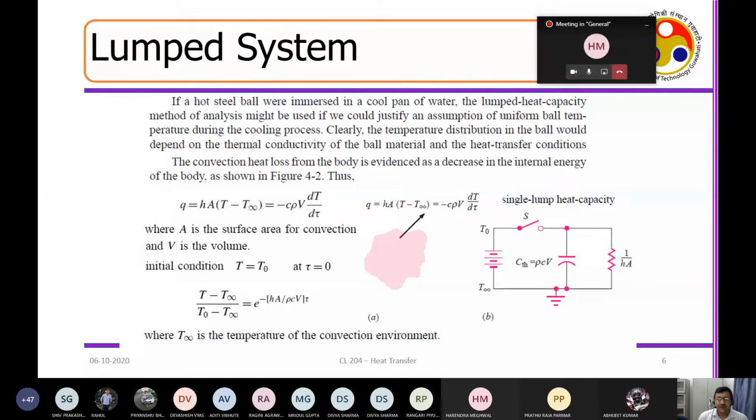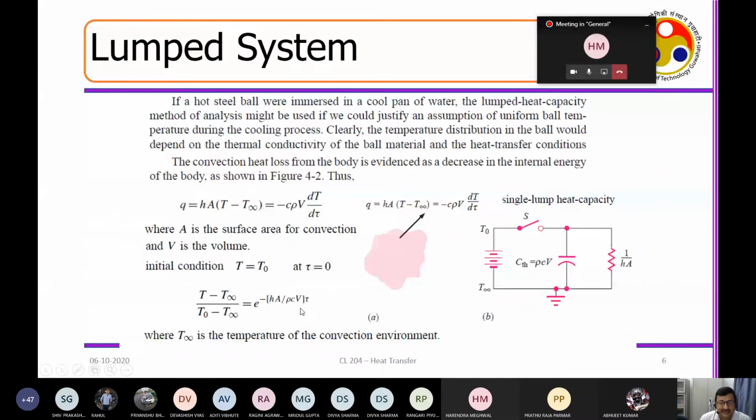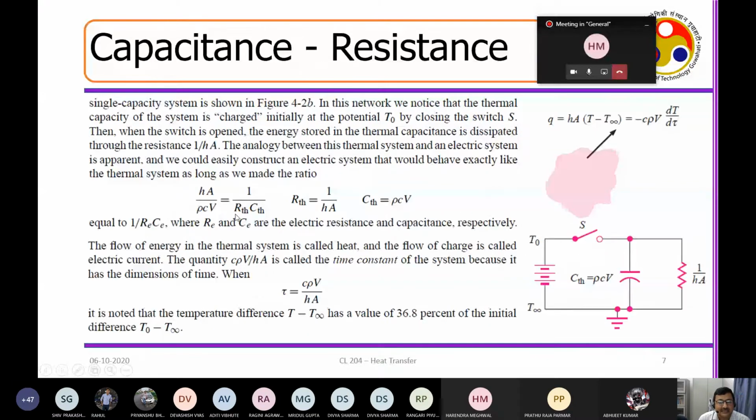Now here we realized a concept that this rho CV is the capacity of the system to hold the heat, whereas 1 by hA is the resistance for the convective heat transfer, right? So what we did, we went for the analysis of this parameter, which has a unit of time inverse, and we found out that this is nothing but the combination of the reciprocal of the thermal resistance to the thermal capacitance.